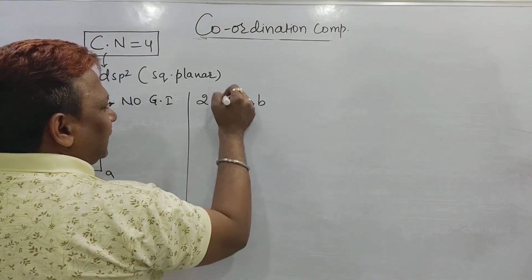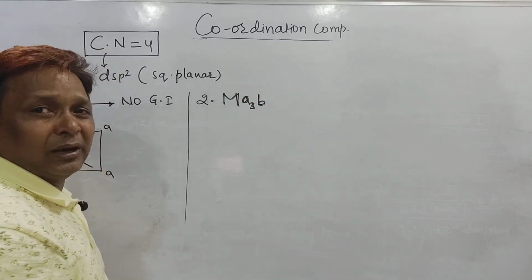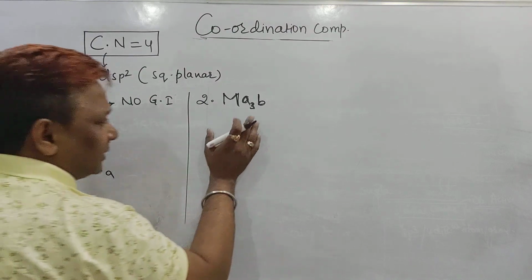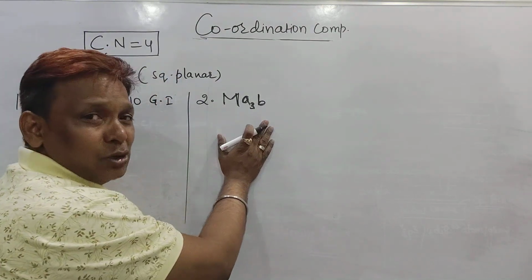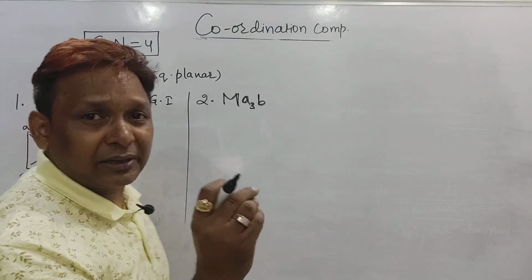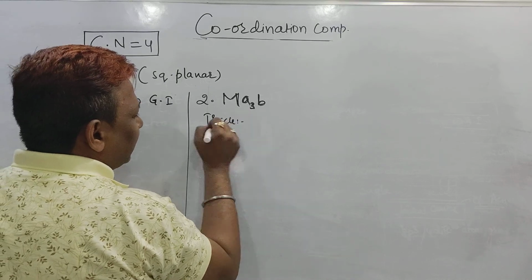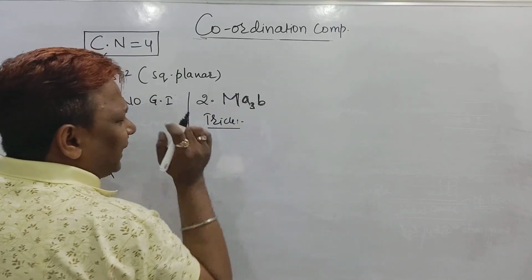MA3B. M is a central metal atom, A3 is the monodentate, B is the monodentate ligand. Now the question is: is it showing any geometrical isomers or not? So beta, instead of drawing the structure, I will tell you the trick. Remember the trick for this one. Make a pairing of it.